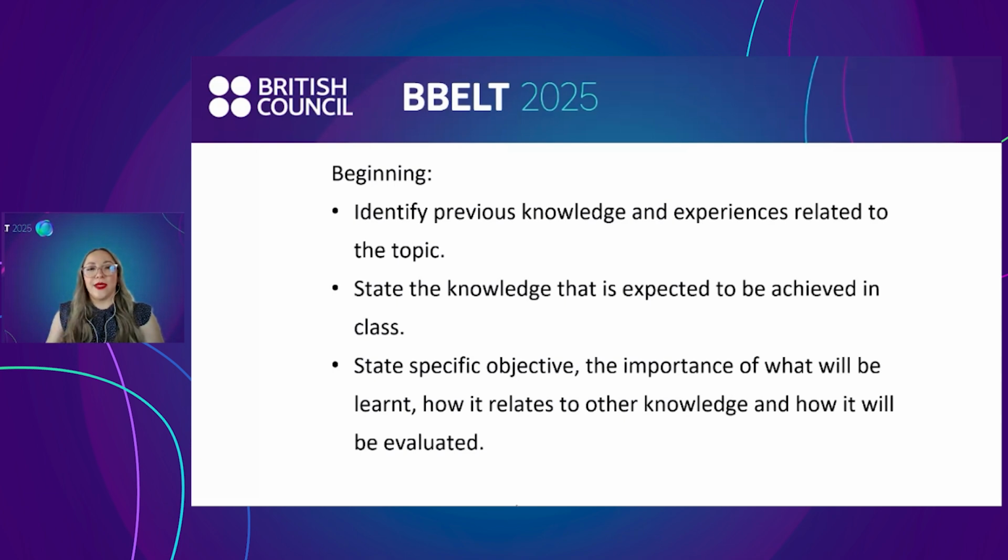We should always share with them what is expected of them so that they also have a clearer idea of what they are going to actually do in class and how they're going to get there. And also state the specific objective, and besides just that, the importance of what they are going to learn, how it's going to help them relate that knowledge to other knowledge that they may have, and how they are going to be evaluated at the end of the lesson or at the end of the unit or at the end of the class. It's also very important for them to know so that they can themselves get prepared for it with time.